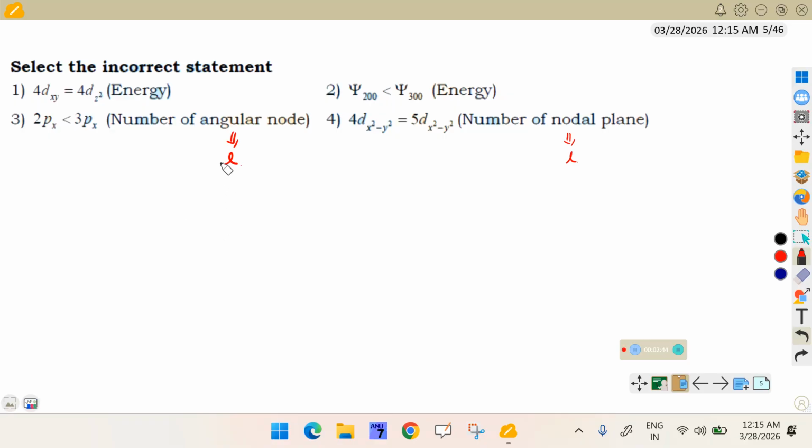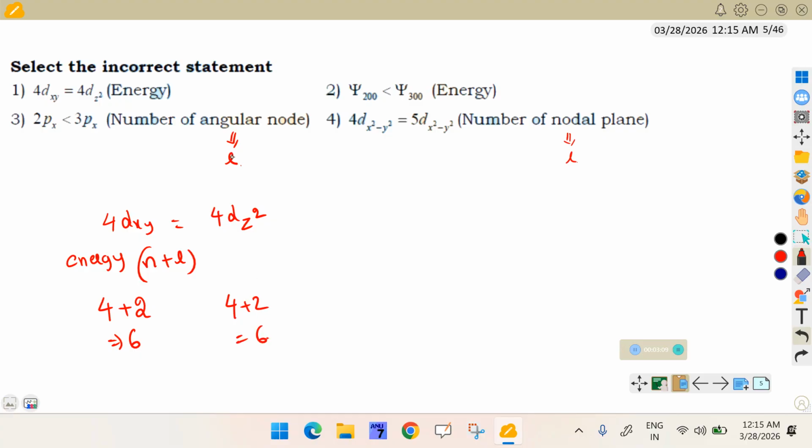Select the incorrect statement. 4dxy energy is equal to 4dz square energy. Generally, energy is calculated by using the formula n plus l. 4 plus the orbital l value, which is 2. 4 plus 2 is equal to 6. So this is a correct statement.